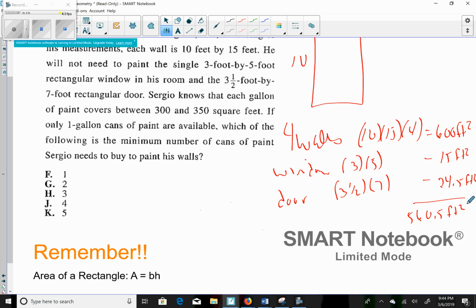Well, I'm going to take the 560.5 feet squared that I have. That looks really messy, and I'm sorry. I'm going to divide that by the smaller one just to be on the safe side, the 300. And when I do that, it ends up being 1 point something, so I'm going to need 2 cans of paint, which is choice G.